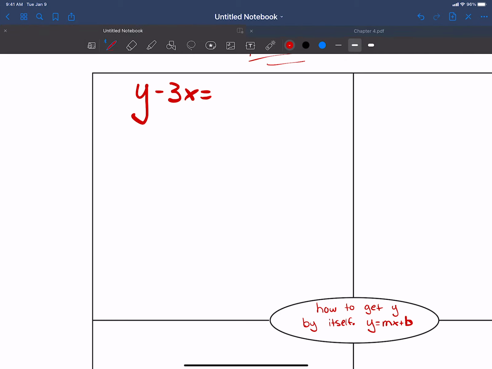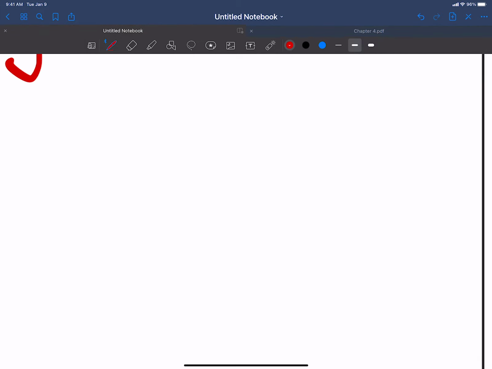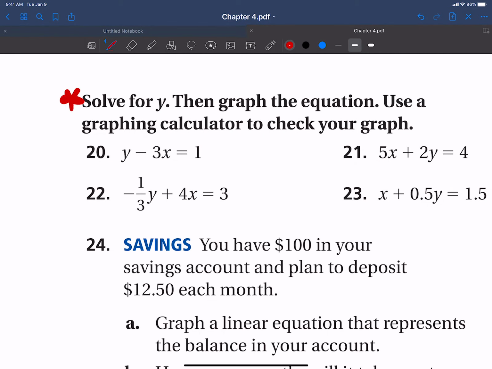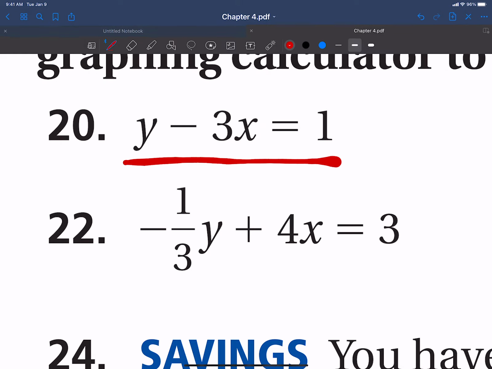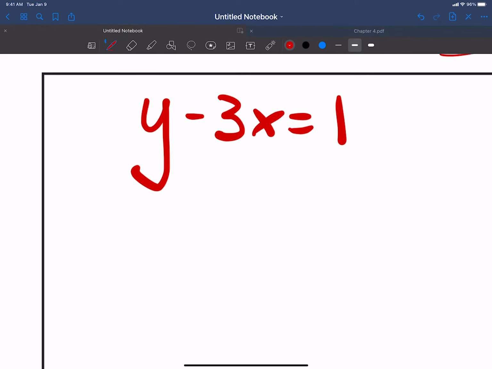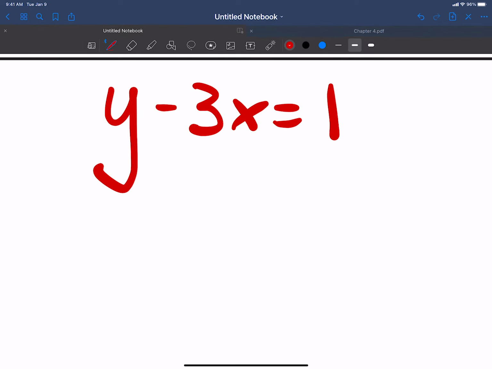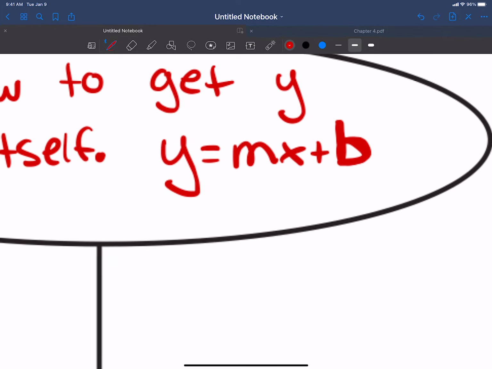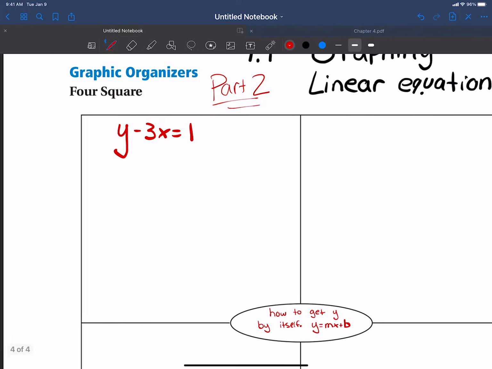Okay. What your problem will say, it'll say solve for y, then graph the equation, which we know how to do because we did that yesterday, right? You had slope, you had y-intercept, all that good stuff. You don't know where slope and y-intercept are yet because this is not y equals mx plus b. We have to turn this into y equals mx plus b. To do that, we have to get y by itself, okay?